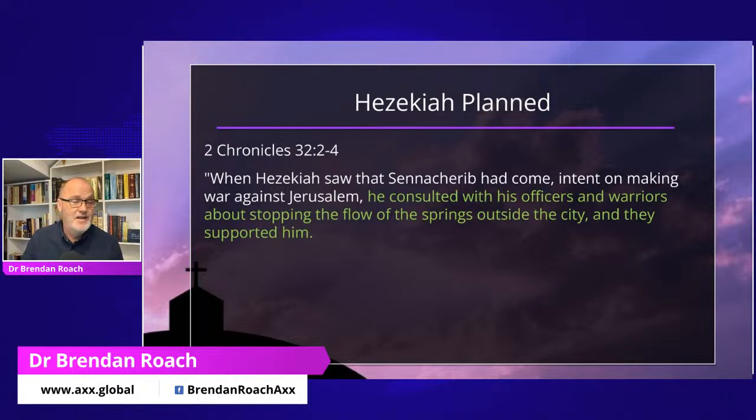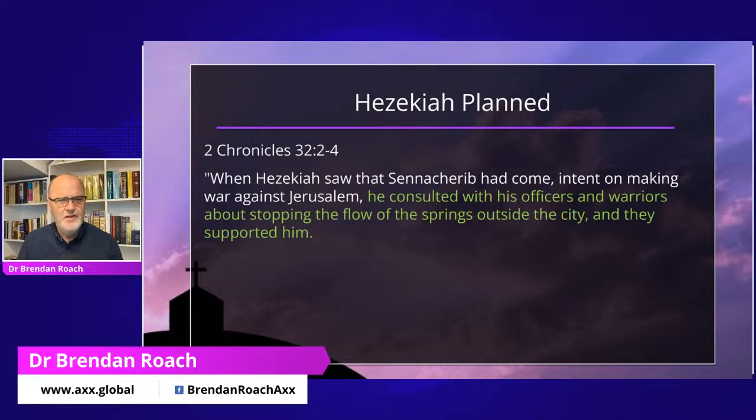A little bit later, I'm actually going to show you not only some pictures, but a little video that we've got of walking through part of the tunnel, which, maybe it's just me, but it's very exciting. So let's have a look at how Hezekiah planned. Let's start with 2 Chronicles chapter 32, verses 2 to 4. When Hezekiah saw that Sennacherib had come intent on making war against Jerusalem, he consulted with his officers and warriors about stopping the flow of the spring outside the city, and they supported him.